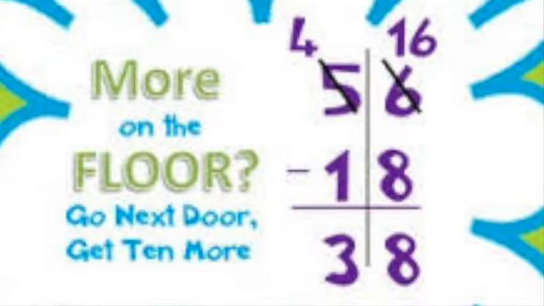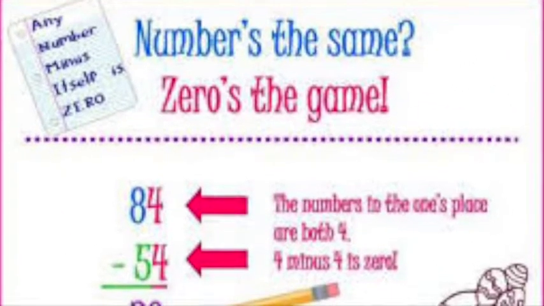But if there's more on the floor, you're going to go next door and get 10 more. If I look at that ones place again, I see 6 minus 8. 8 is a bigger number than 6. So that means I can't subtract. We're going to teach you how to go next door and get 10 more.